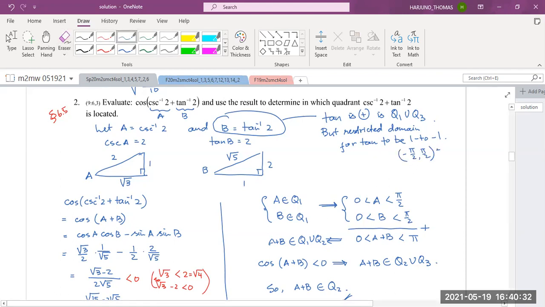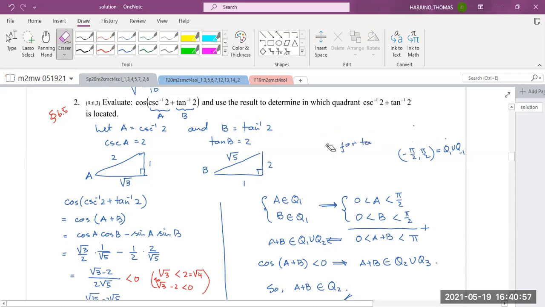Now that is quadrant 1 or quadrant -1. It will never give you quadrant 3. Okay, it will not give you quadrant 3. That's how we know that B is in quadrant 1. Now that's for number 2 here.